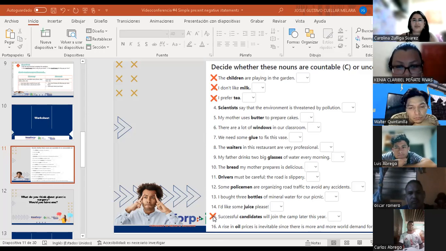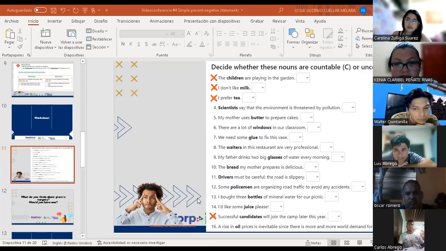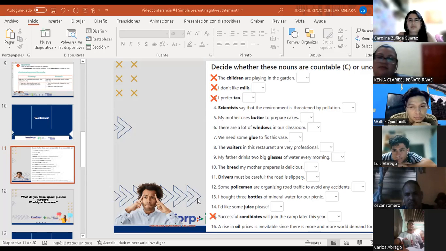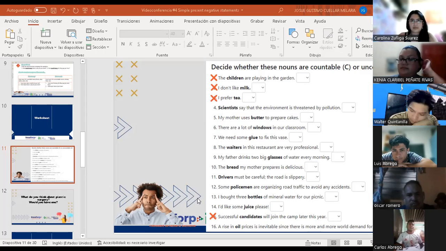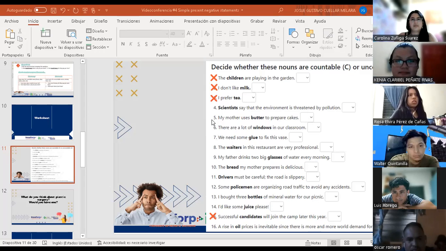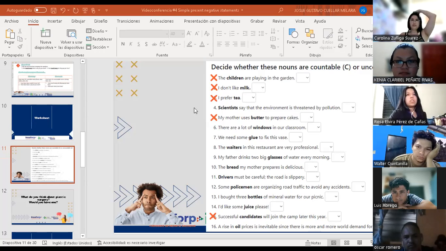Okay, 15. Successful candidates. Candidates, yes. A candidate will join the camp later this year. Okay. It's countable. Yeah, perfect. Countable. Okay, good. We go now with Carlos and then Oscar. Number five. I don't know. My mother owns a butcher shop. Uh-huh. Countable.